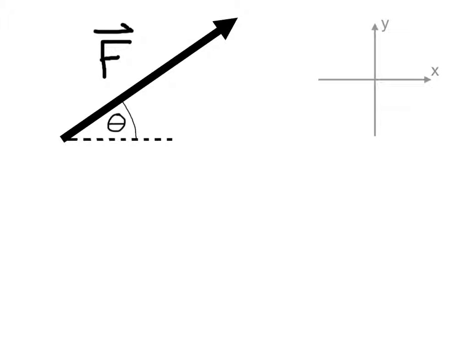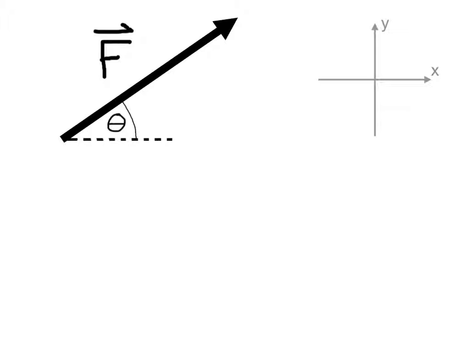So here we have vector f. Sometimes in physics, we want to know how vector f behaves in just the x or just the y direction. We call this finding the components of the vector. And you can see over here on the right, we have a coordinate system that will come in handy later, but for now, we'll just leave that be.